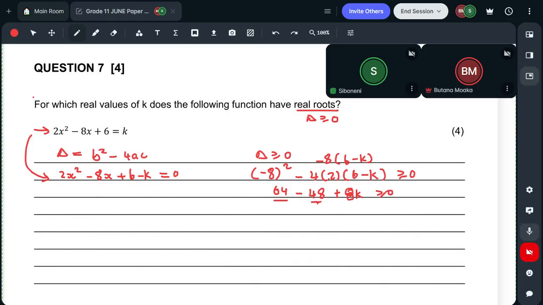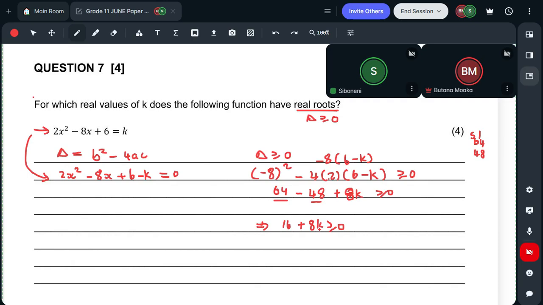We add the two numbers. What is 64 minus 48? 16. What do you get when you say 64 minus 48? 16. Please come again. 16. Yes. Plus 8k greater or equal to 0.